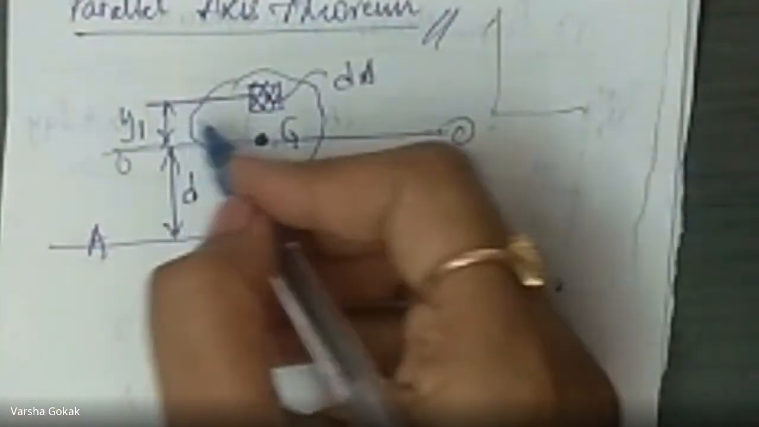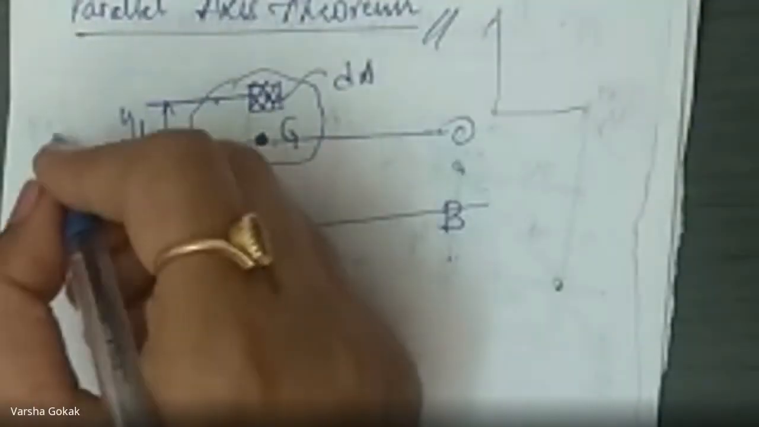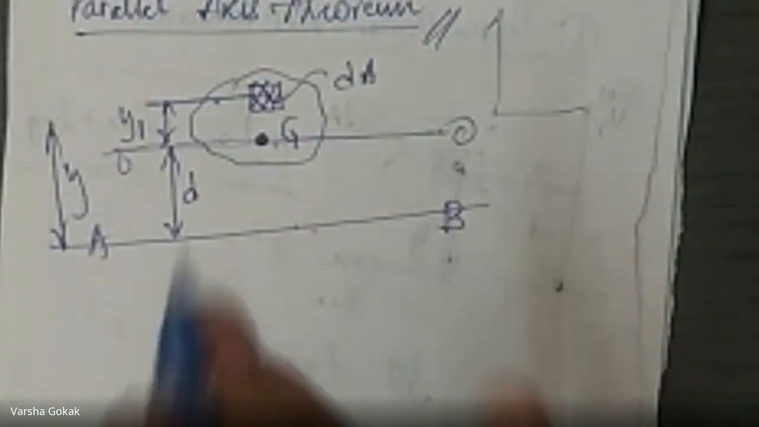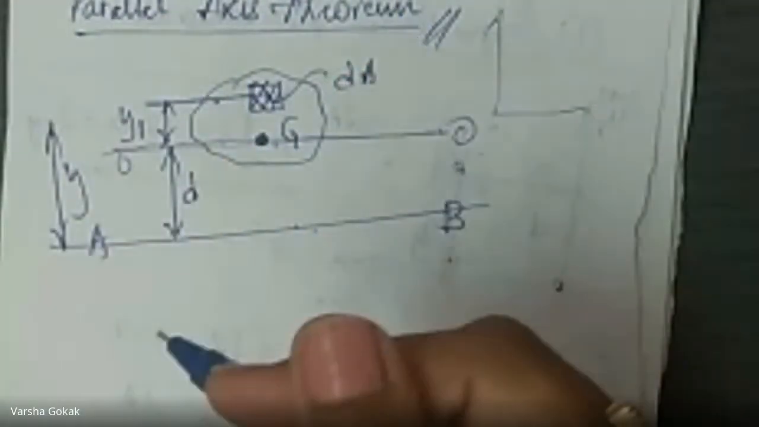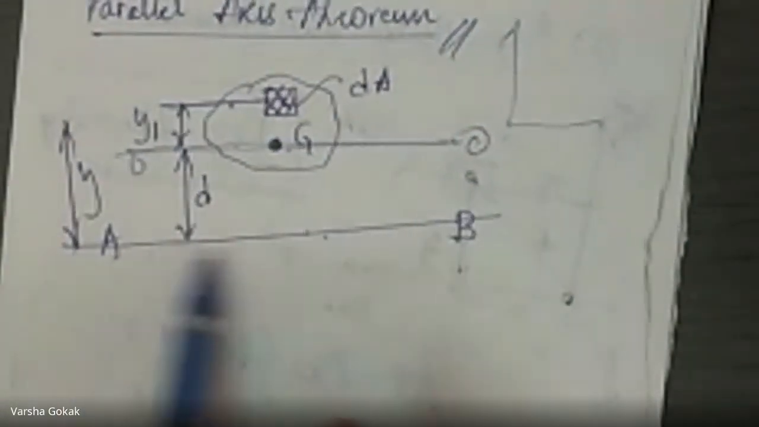Okay. Let us call the distance between these two as Y1. Clear? And this total distance from this point to this point, I will call it as y. Right? I need the distances because when we are doing MI, basically we'll be dealing with the distances. So I want to find the moment of inertia about this point.